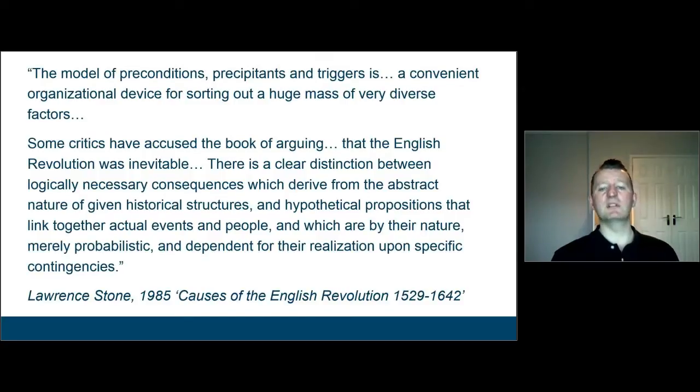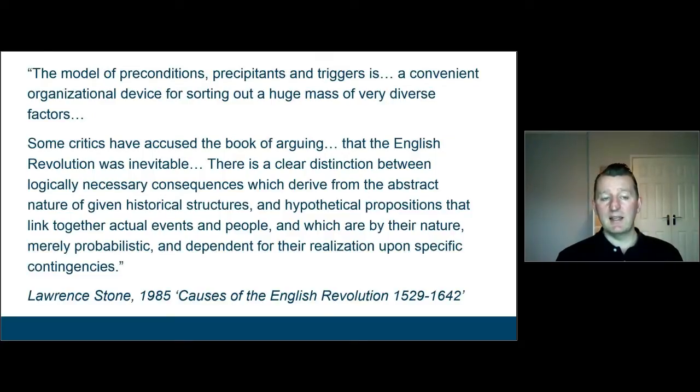So he says some critics have accused his book of arguing that the English Revolution was inevitable. But, he says, there's a clear distinction between logically necessary consequences which derive from the abstract nature of given historical structures and hypothetical propositions that link together actual events and people, and which are by their nature merely probabilistic and dependent for their realisation upon specific contingencies.